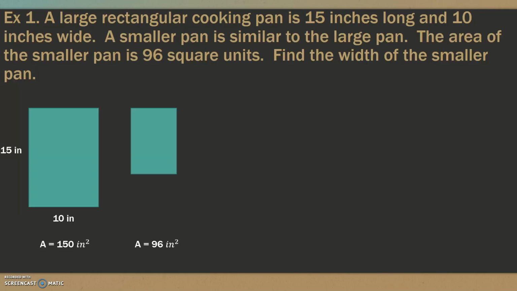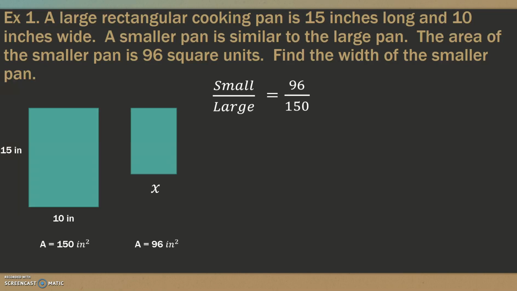What that's going to allow me to do is find the ratio of the areas, which would then lead to finding the ratio of the sides. Because if I'm looking for width, this is one-dimensional, so we need a and b. But what I have are two areas, which is a squared and b squared. So let's go ahead and compare those. I'm going to put the small on top and the large on the bottom, so I'm going to do 96 over 150.